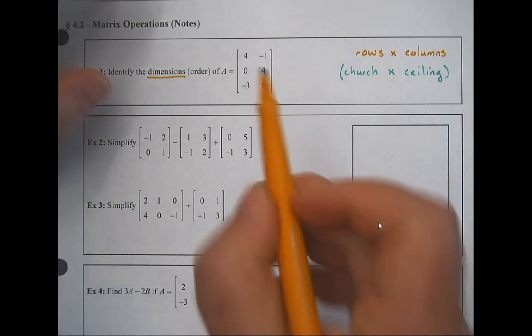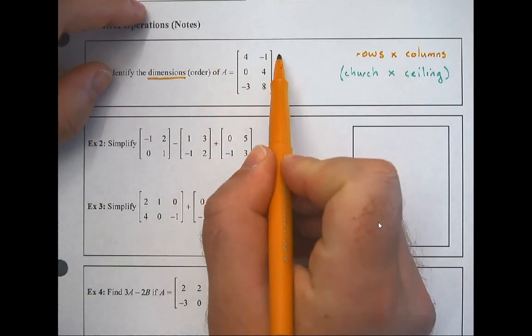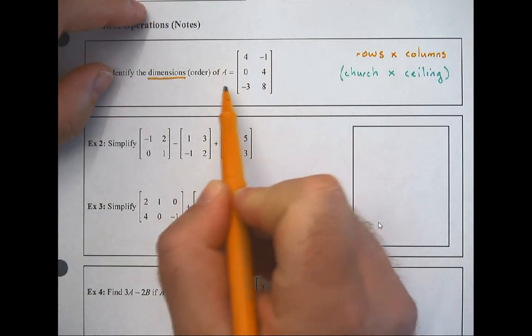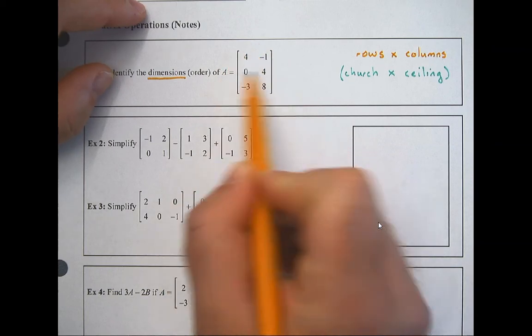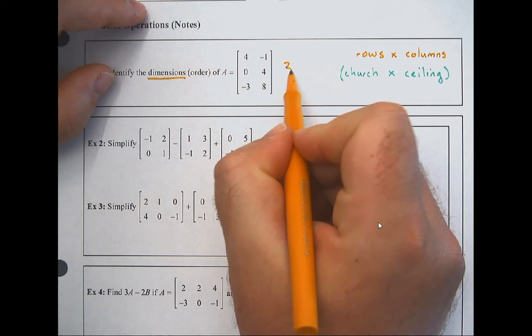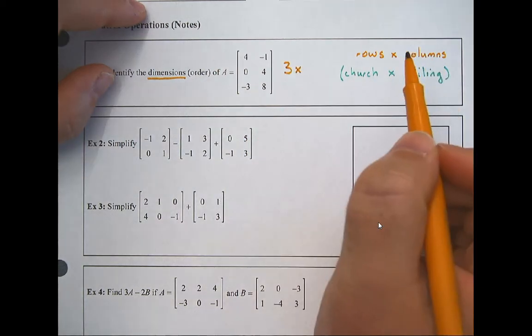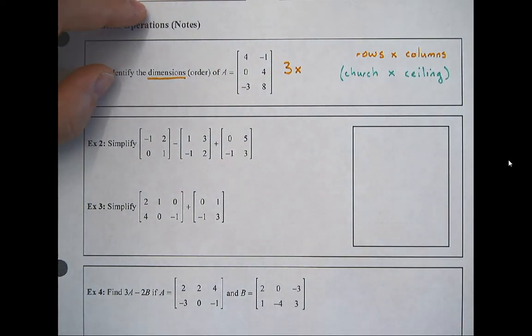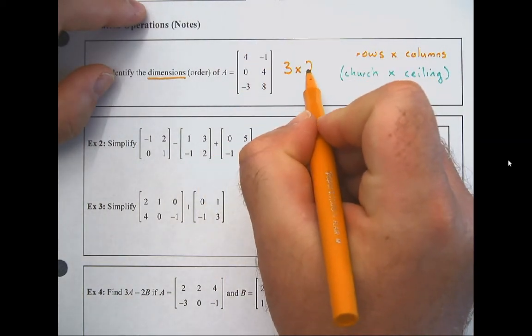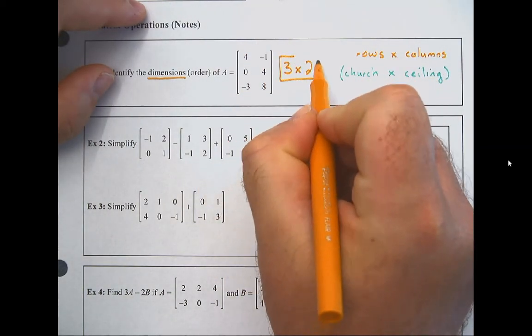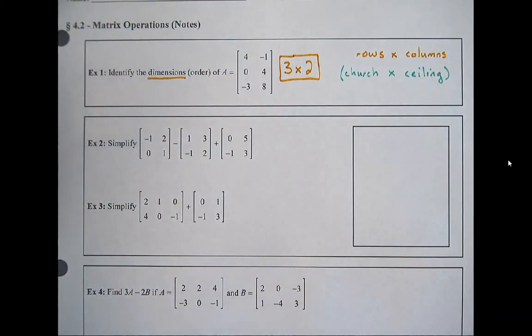So rows go this way, like the rows of church. There's me up in front teaching you guys. There's the rows in class. So 1, 2, 3 rows. Then we use this X symbol to indicate by. So 3 rows by, and then there's 2 columns holding up the ceiling. So this is a 3x2 matrix.